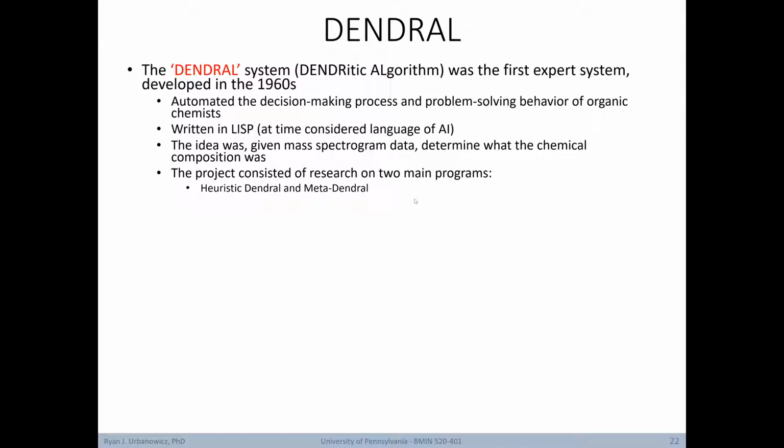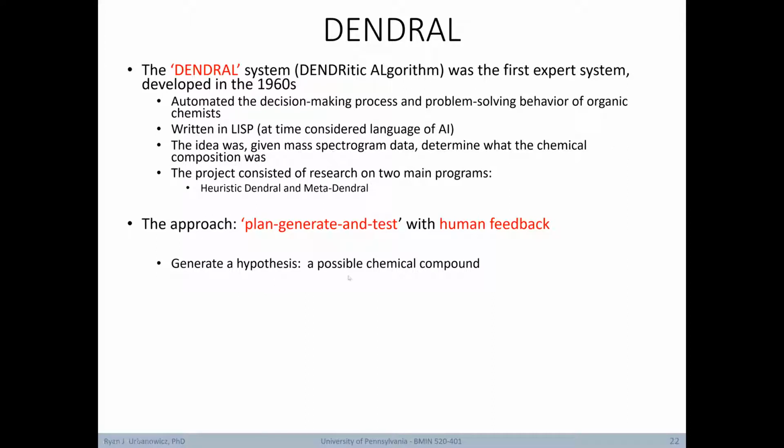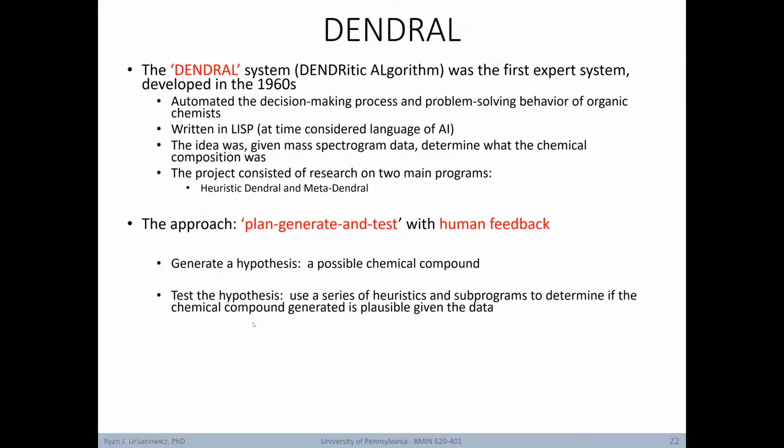Notice as we go through this that this first expert system is very much customized to the problem at hand. What's also interesting about DENDRAL is that it was an expert system designed with human feedback in mind. It followed an approach that took a plan, generate, test cycle. So first, generate a hypothesis, in other words, a possible chemical compound, then test the hypothesis by using a series of heuristics and subprograms to determine if the chemical compound generated is plausible given the data.